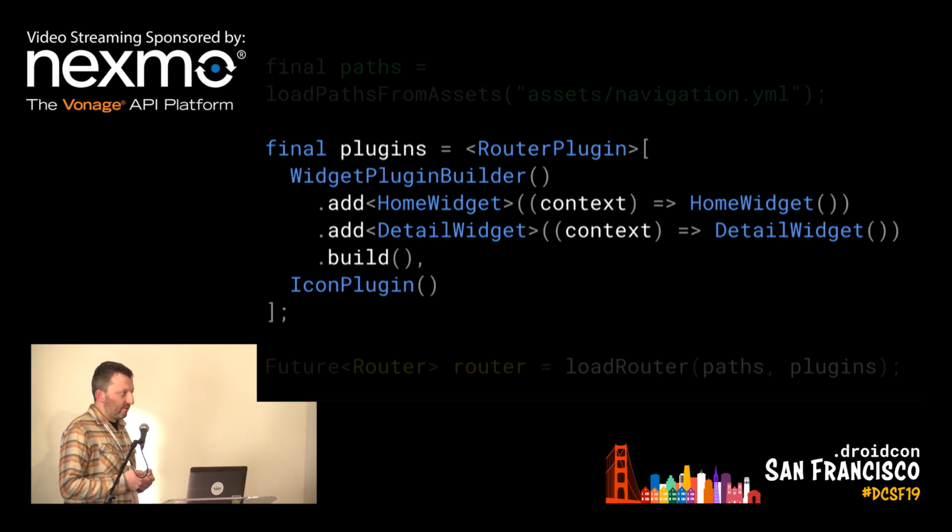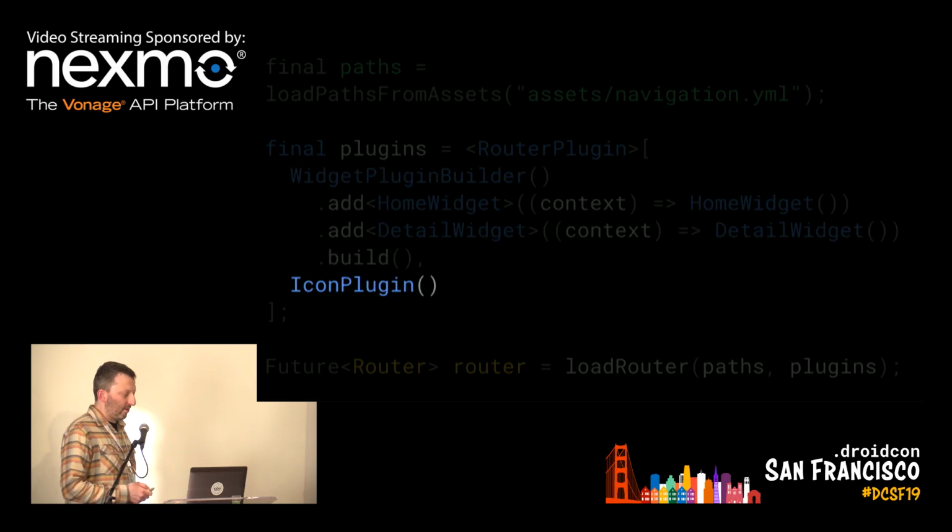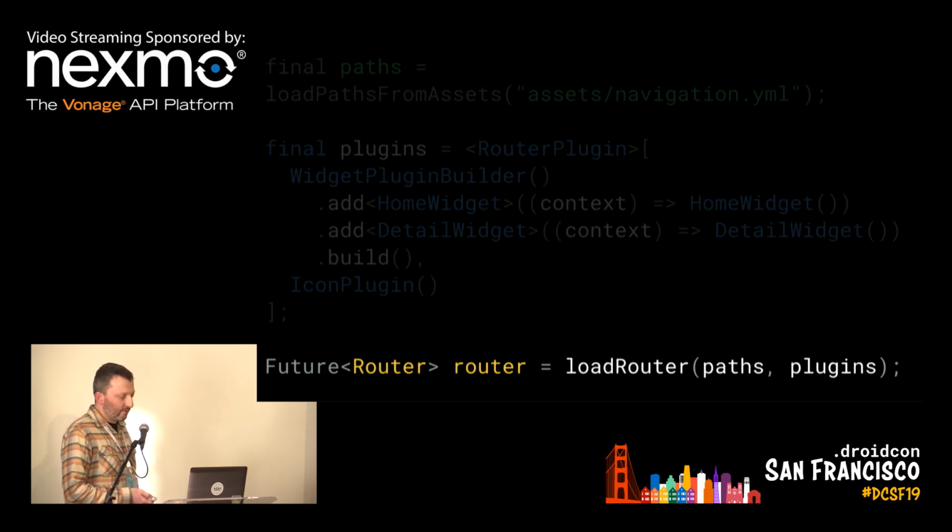Next up, we need to specify a list of plugins that will let us consume this map. We want to have a widget plugin because this will convert the text home widget to an actual home widget instance in Flutter. And we're going to include the icon plugin we've just implemented. Finally, once you have all paths loaded and plugins for them, you get yourself a router.